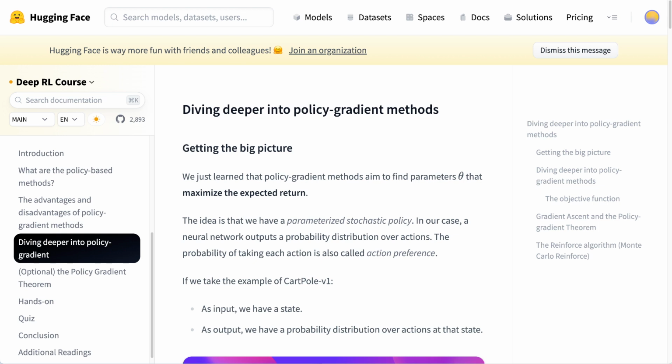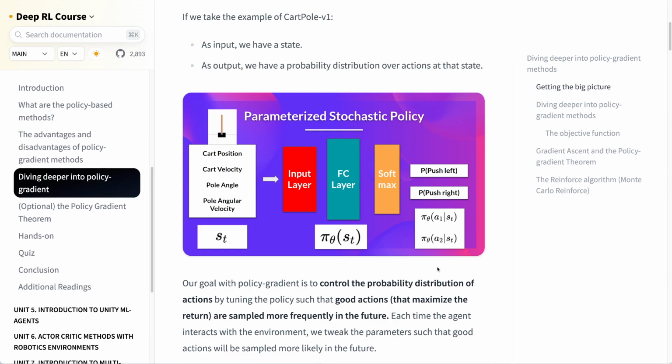If we take the example of CartPole-v1, as input we have a state. As output we have a probability distribution over actions at that state. So we have a diagram here. There are some attributes: position, velocity, pole angle, pole angular velocity. And we have an input layer going into a fully connected layer with this policy parameterized by theta, and then a softmax, which gives us the probability distribution over some options, and the options here are push left and push right.